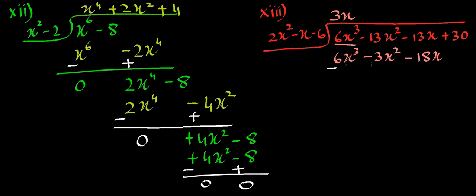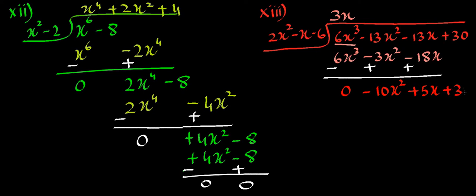Subtraction, change of signs, which is mandatory, children. I'm repeating again and again. Don't take a shortcut over here. Now, 6x minus 6x, 0, minus 13x minus 3x square. This will give me minus 10x square. Minus 13x plus 18x. This will give me plus 5x, and plus 30 will come down as it is.